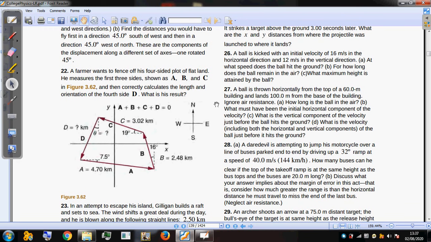But before that, let's read the situation that we have. It says, let's remember that we are going to work with the exercise number 22 from the book College Physics. A farmer wants to fence off his four-sided plot of flat land. He measures the first three sides, shown as A, B, and C in figure 3.62, and then correctly calculates the length and orientation of the fourth side D.